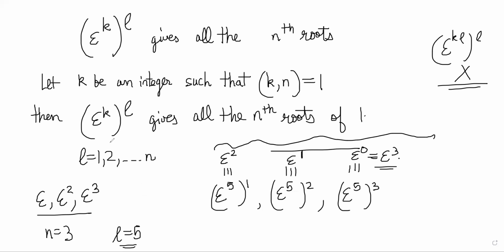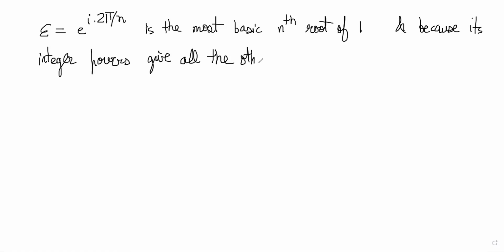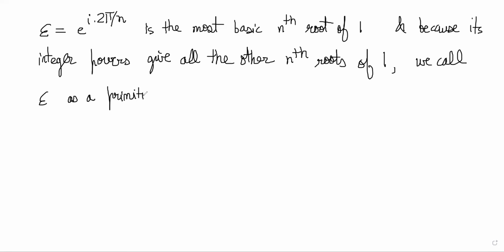So the point is that it forms a complete residue system once you take e power k and raise it to the power L, where L goes from 1 to n, right? So that is the idea here. So what we can say is that epsilon equal to e power i 2 pi by n is the most basic nth root of unity, and because its integer powers give all the other nth roots of unity, we call epsilon a primitive root.